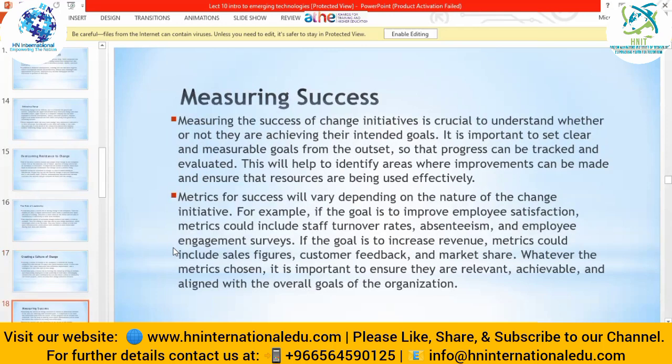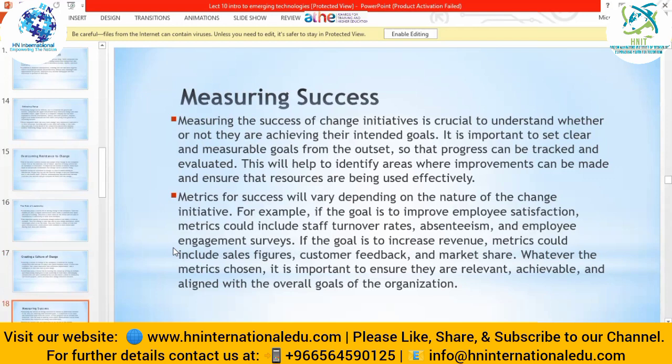Measuring success. Now, how will you measure your success? First of all, I thought in business, first few times, or it can be most of the time, you have to invest only. You can't just imagine getting profit immediately. You have to understand, you have to wait, be patient and intended, you have to make your goal. Now, measuring the success of change initiatives is crucial to understand whether or not they are achieving their intended goals. It is important to set clear and measurable goals from the outset so that progress can be tracked and evaluated. This will help to identify areas where improvements can be made, and ensure that resources are being used effectively.